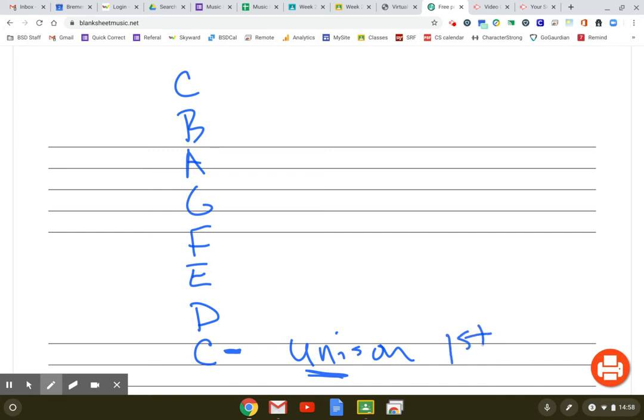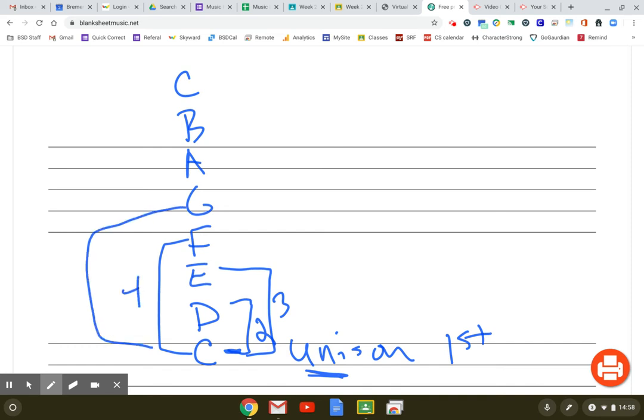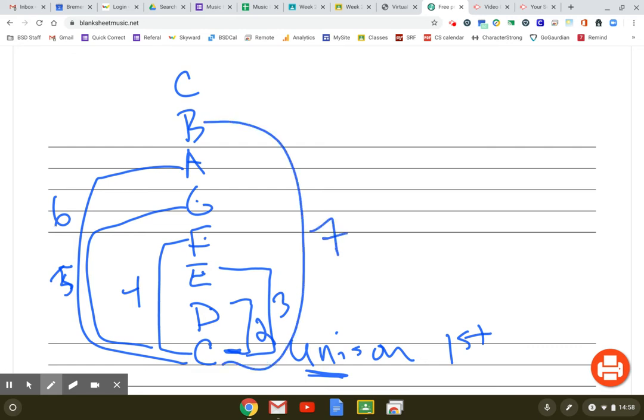Now, if a C to a C is a first, or a unison, then going from C to D would be a second. From C to E gets me a third. From C to F, we'd call that a fourth. 1, 2, 3, 4. From C to a G, 1, 2, 3, 4, 5, we can call that a fifth. And if I went from C all the way up to A, I'd get a sixth. And if I went from C all the way up to B, that'd give me a seventh.